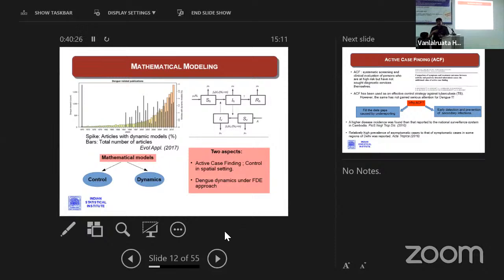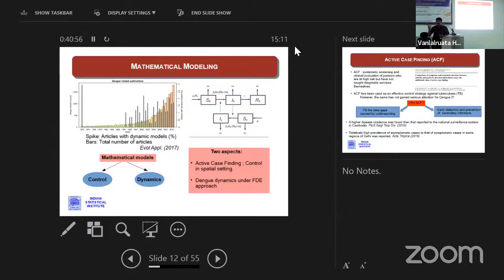This active case finding has been started in India, and not only in India, in other countries too. I have come across only two research articles so far on active case finding. So if you scan, our article is the third article all over the world to have taken active case finding into account.